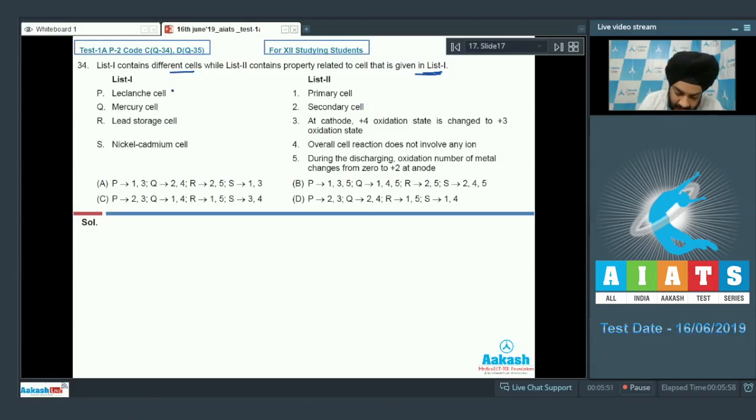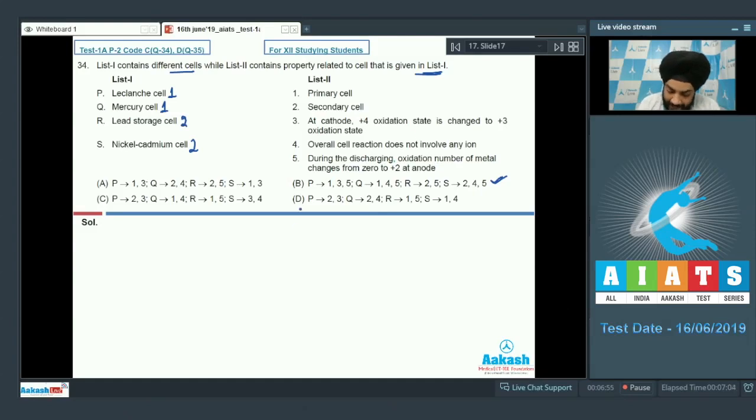We know that Leclanche cell and Mercury cell, they are both primary cells, they cannot be reused. Whereas lead storage cell and nickel cadmium cell are secondary cells, so they can be reused after charging them. Okay, so here also directly we can see that the answer will be most likely B, as no other option has correct matching of option 1 and 2 in options P, Q, R and S. So in the back of our heads we can have a tick mark at the option B. We can now solve for the individual statements 3, 4 and 5 with the cells.